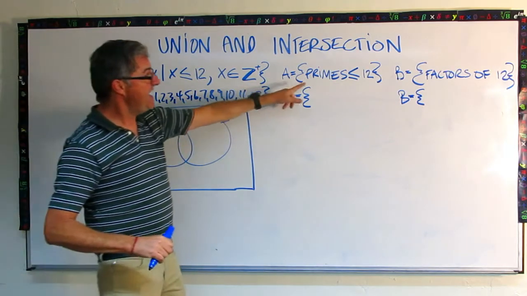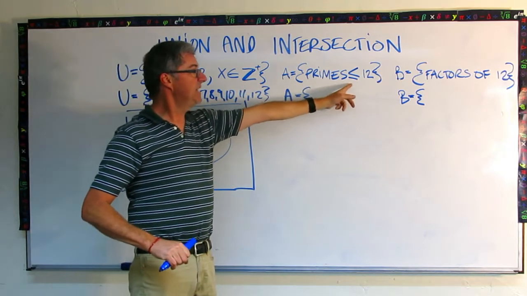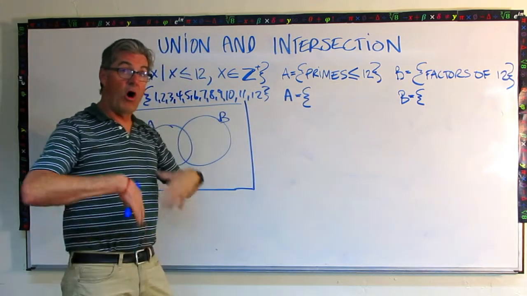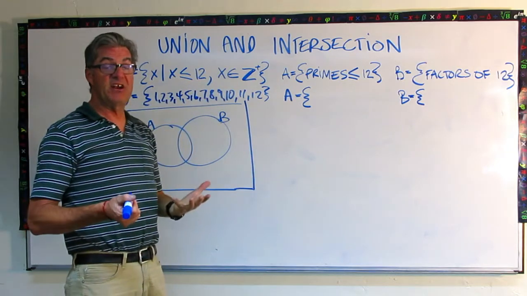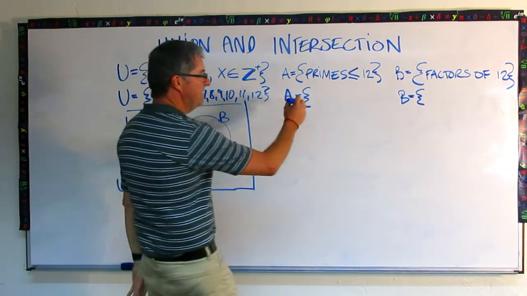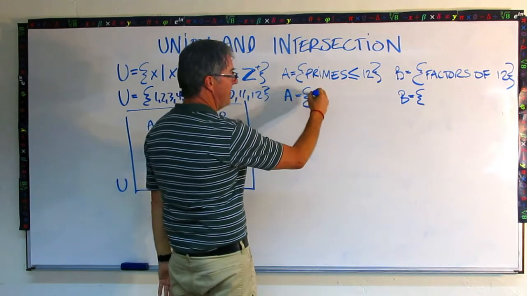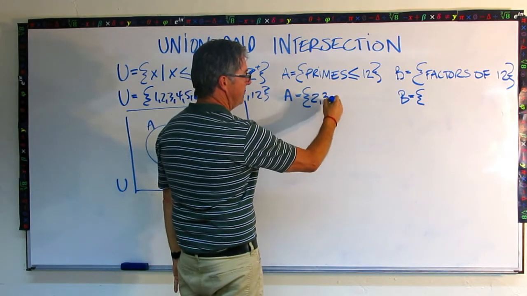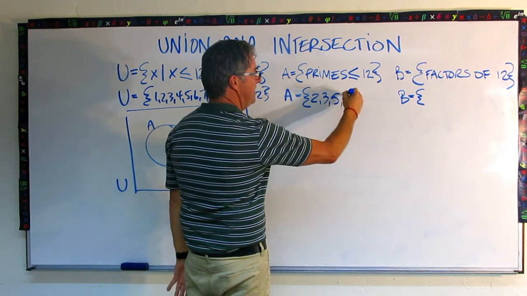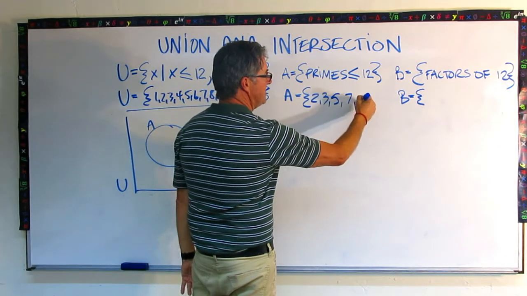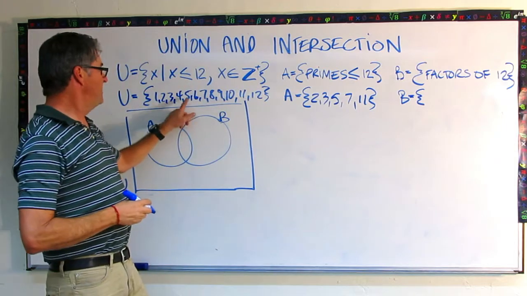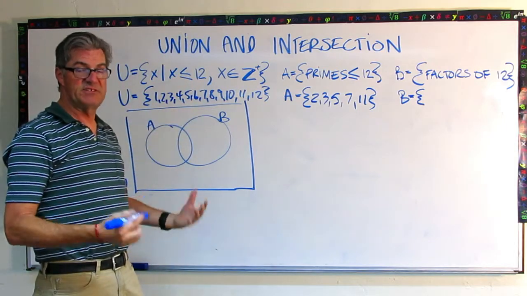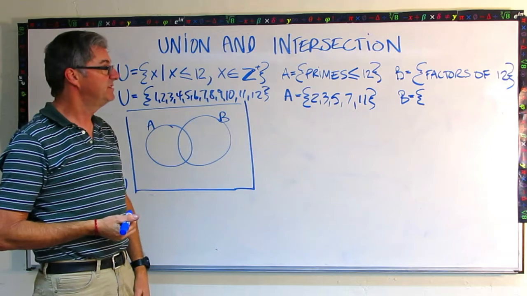Okay, set A is primes less than or equal to 12. So all the prime numbers that are less than or equal to 12. What we get is, 1 is not prime, remember that, 2, 3, 5, 7, and 11. All the other numbers in this universal set are composites. They can be factored into smaller primes.